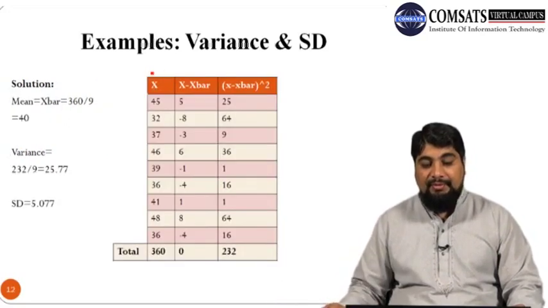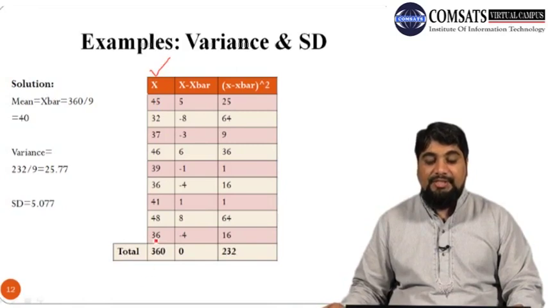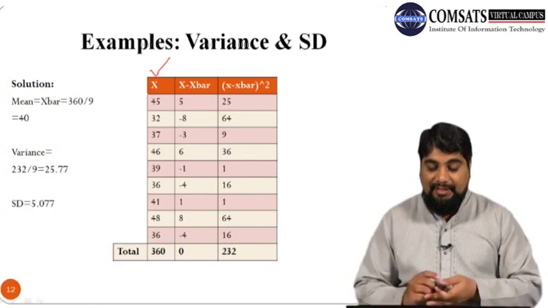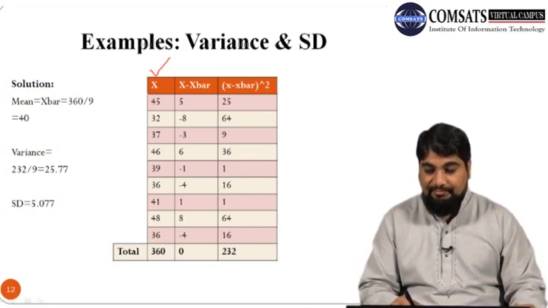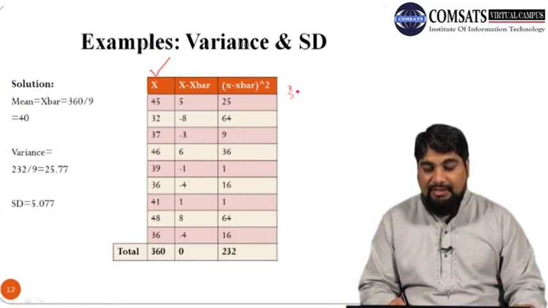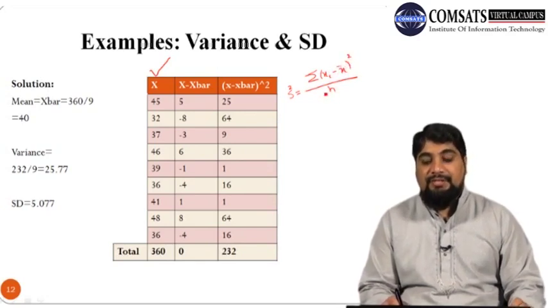So I have created a column labeled X, where X contains marks of 9 students: 45, 32, up to 36. So next, note that the formula for variance is S square is equal to summation (xi minus x bar) whole square over n. So it means first we need to calculate this x bar.